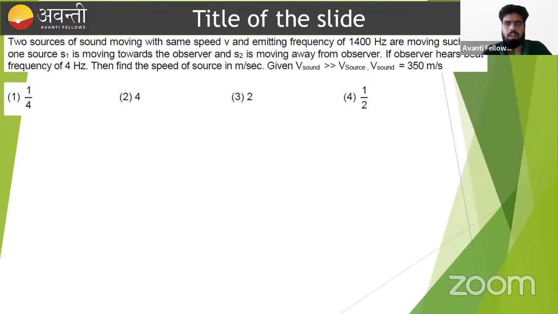The second question is based on the Doppler effect. Here two sources of sound are moving with speed v, emitting the given frequency. Observer position is not going to change, so this is our observer and the velocity of the observer is 0. Suppose one source of sound is moving towards the observer and one is moving away from the observer.